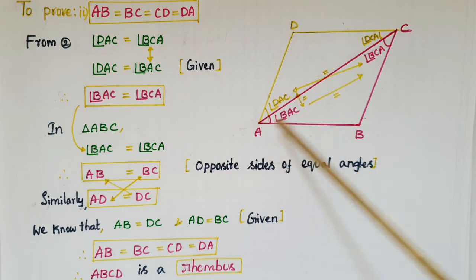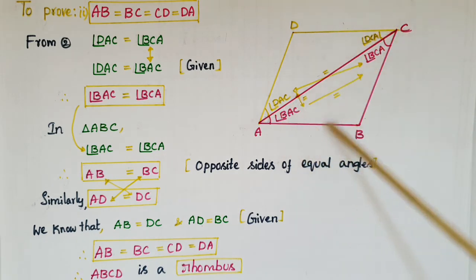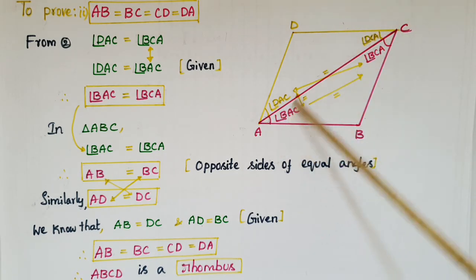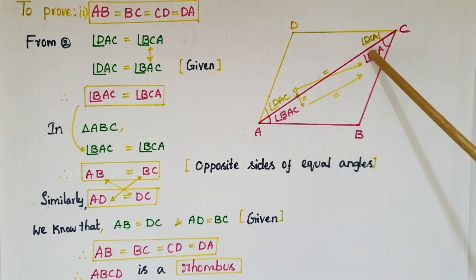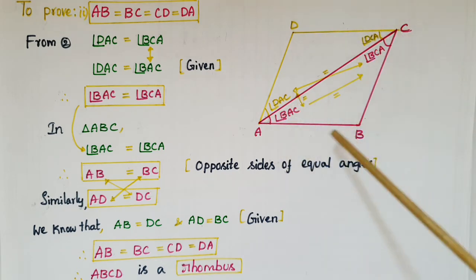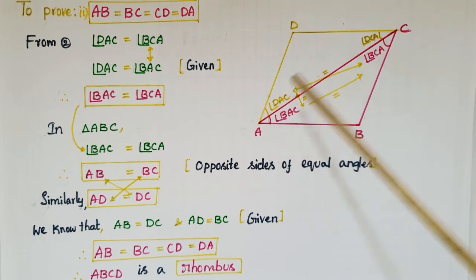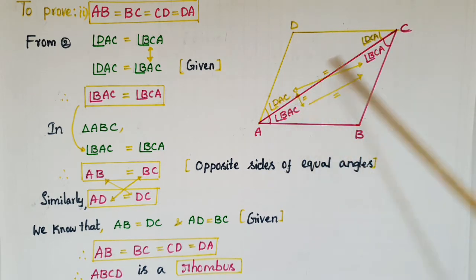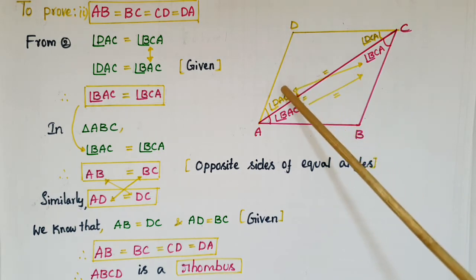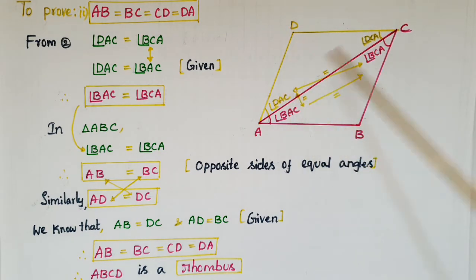So first we have to prove that AB is equal to BC. These two sides are sides of this triangle. So take these two angles. If these angles are equal, then we can equate these two sides. So first take angle DAC is equal to angle BCA. These two are alternate interior angles. I have already told in the first question. So these two angles are equal.